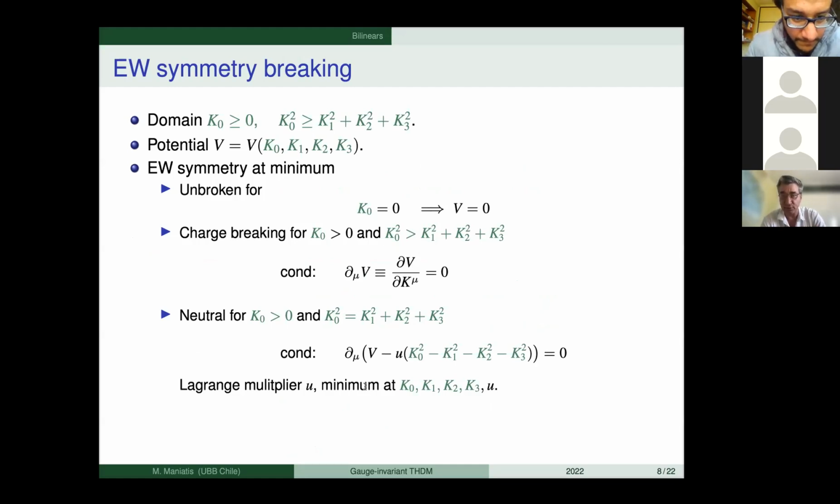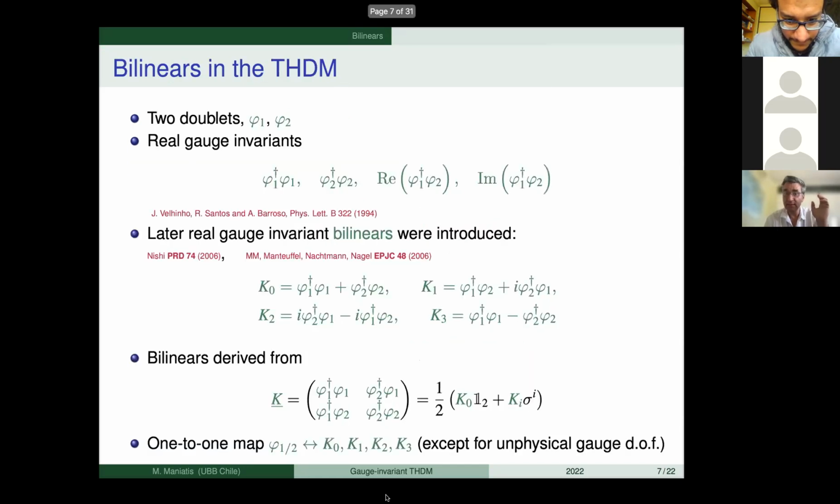Excuse me, may I ask a question? Yeah, of course. Please go back one page. So the definition for K0, 1, 2, 3. What is your motivation to connect the phi 1 dagger phi 1 and the other terms with the K's? The motivation is, as we see, that we are only talking about gauge invariant quantities, and there's a one-to-one correspondence between them. I will come to that.